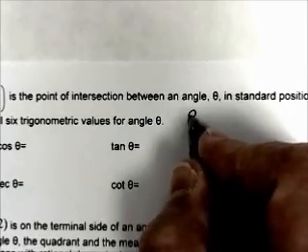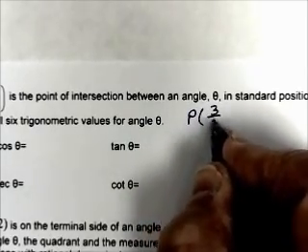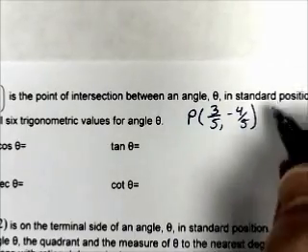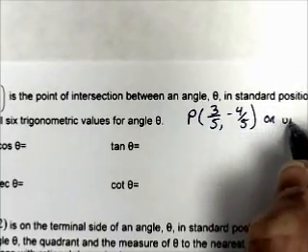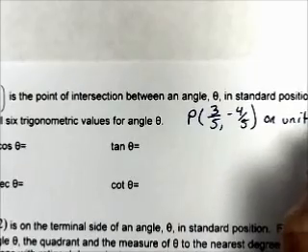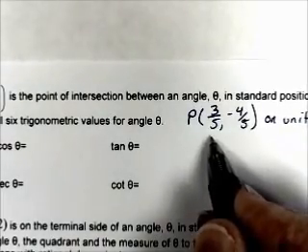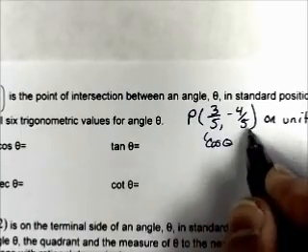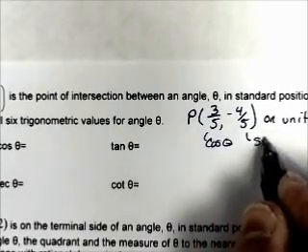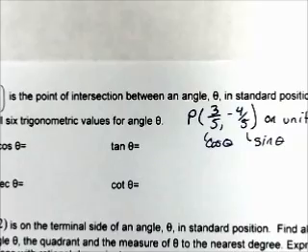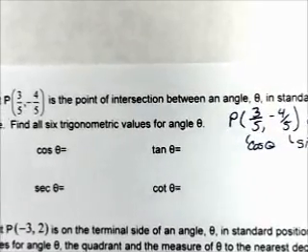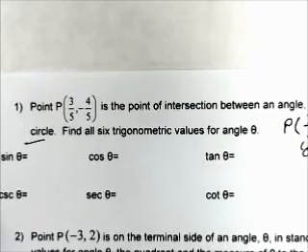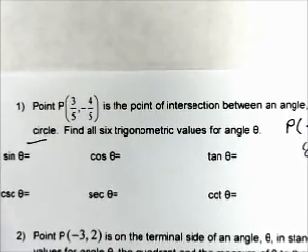So if our point P, which has 3/5, -4/5 as coordinates, is on the unit circle, that means that the x-coordinate is equal to the cosine of our angle and the y-coordinate is equal to the sine of our angle. Alright, so we want to find all 6 trigonometric values for angle theta.